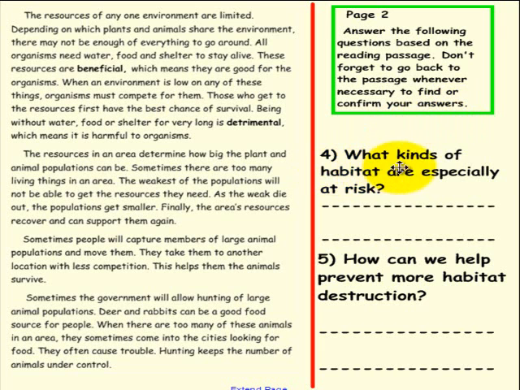Question 4. What kinds of habitat are especially at risk? Question 5. How can we help prevent more habitat destruction? If you would, please pick up a pen to answer these 2 questions.